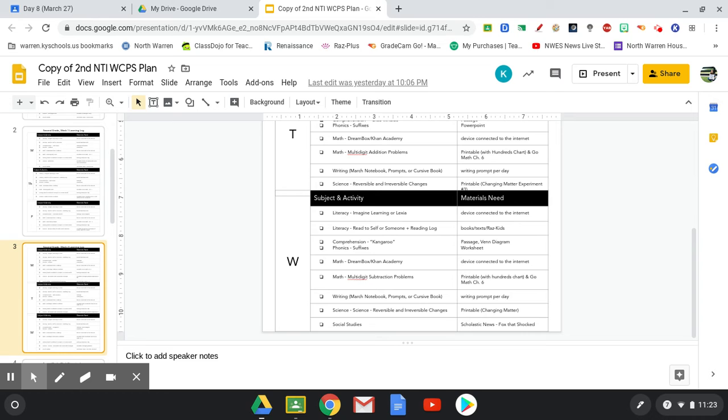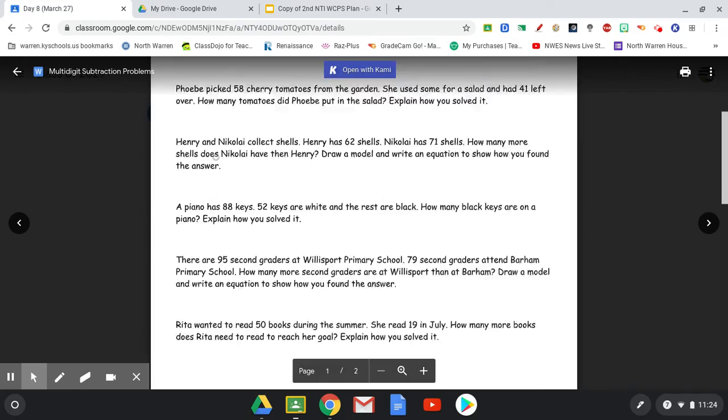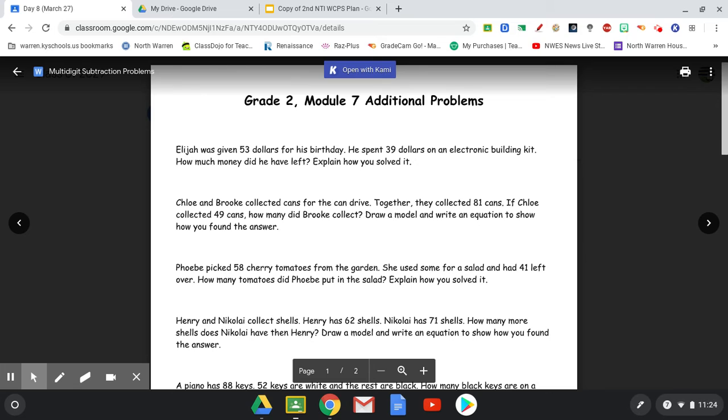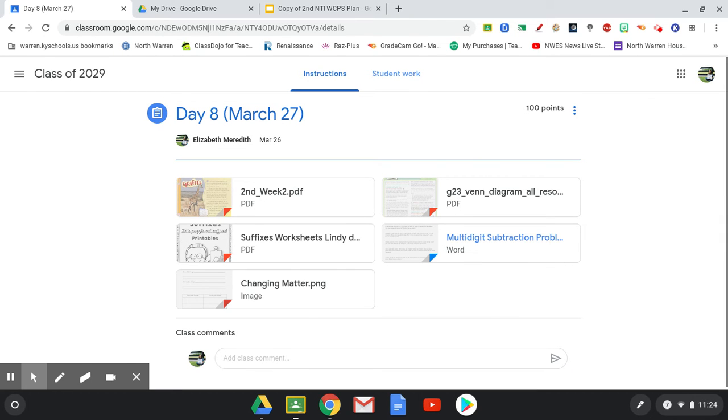And then you're going to be doing some multi-digit subtraction problems for math today. There are several of these. Some of them are regrouping, some of them are not regrouping. Some of them you're going to have to be using bar models. So definitely check out my video of me teaching through multi-digit subtraction problems. You can either try these on your own and then watch the video, or you can watch the video of me doing it and follow along with me and we can work on it together.